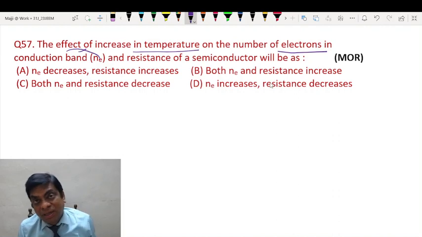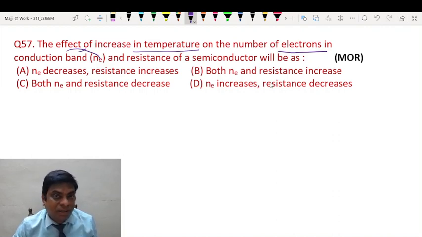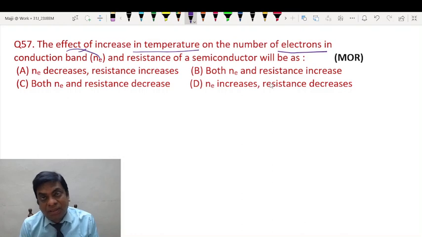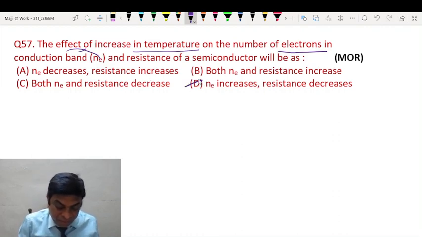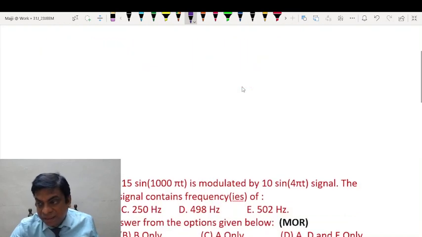Now, resistance of semiconductors depends on the number of charge carriers. More the number of charge carriers, lesser will be the resistance or more will be the conductance. So here what happens, as we increase the temperature, the number of electrons in the conduction band increases. Electrons in the conduction band are one of the charge carriers and the holes in the valence band are also charge carriers. So here since charge carriers increase, the conductance will increase and resistance will decrease. So D option is the correct option. Number of electrons increases and resistance decreases.